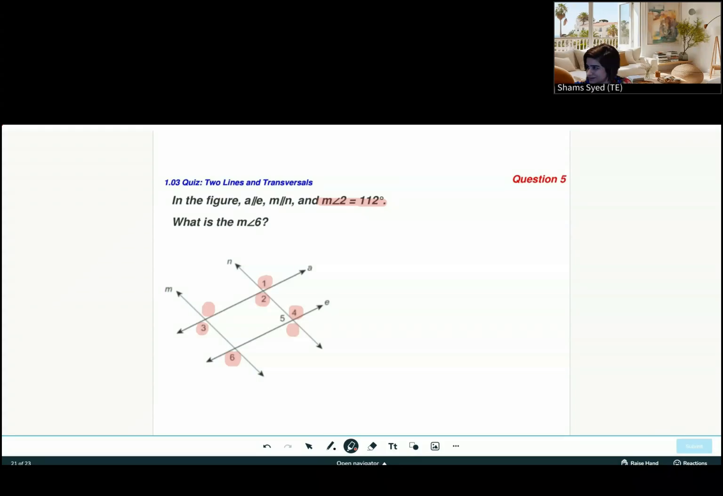Can you guys all see me and hear me? Give me a thumbs up if you can see me and hear me. Okay, you guys can. Absolutely correct. All of these are 112. So many thumbs up. So angle 6 is 112, because you were able to identify all angles that are going to be congruent.